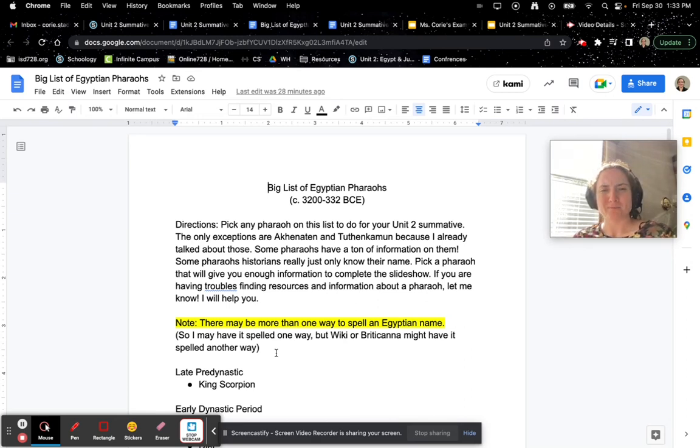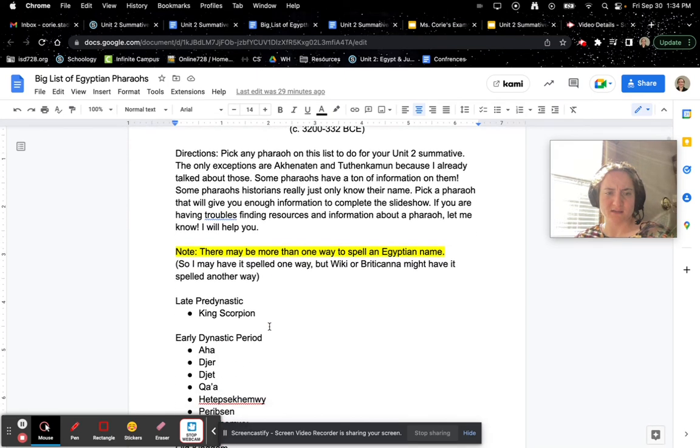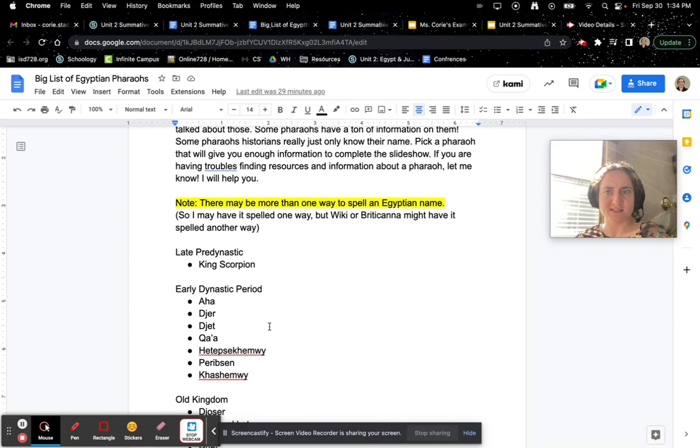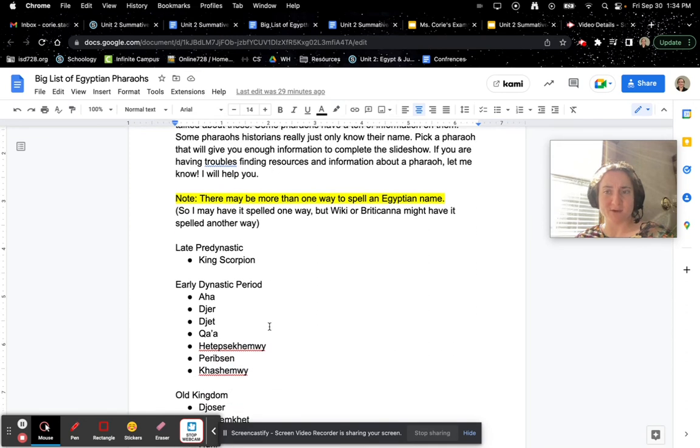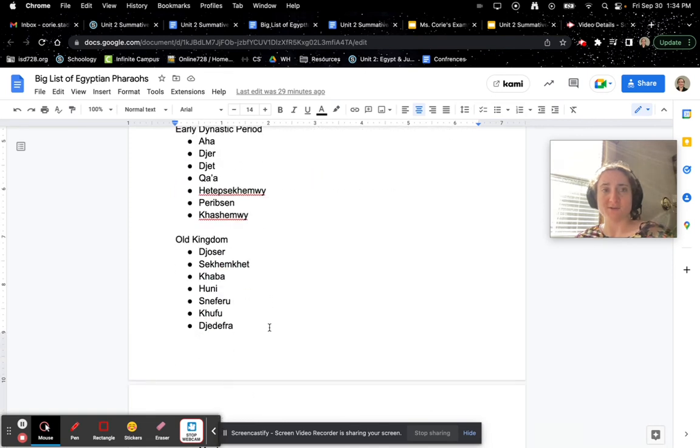Another thing too, the way that I spell the Egyptian pharaoh's name might be different than what Wikipedia or Britannica has. That's fine. Just use whichever way you want to spell it. Let's see here, what else? Yeah, so you can choose any of these pharaohs. If you have questions about the pharaohs or you want a suggestion from me, please let me know. I can certainly do that.